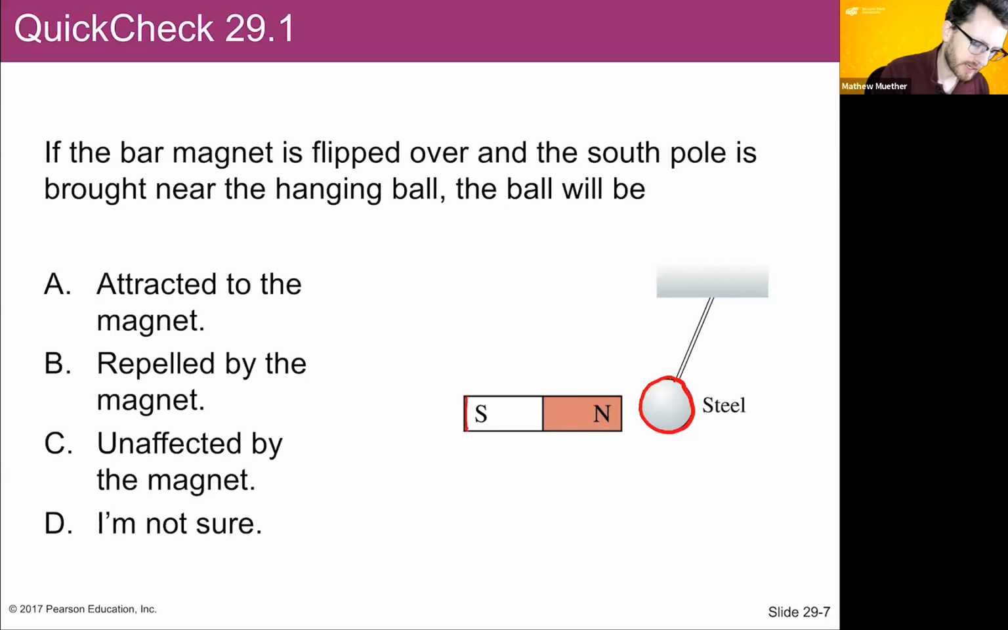If I have a bar magnet with a north side and a south side, and I bring it next to the steel object, and I know that the steel object is attracted to that magnet, what happens if I flip the bar magnet over? What's going to happen to the ball? Let me turn on the polling. What do you guys think? What happens if I bring the south end of that magnet close to the steel object? I'm going to go ahead and end the poll.